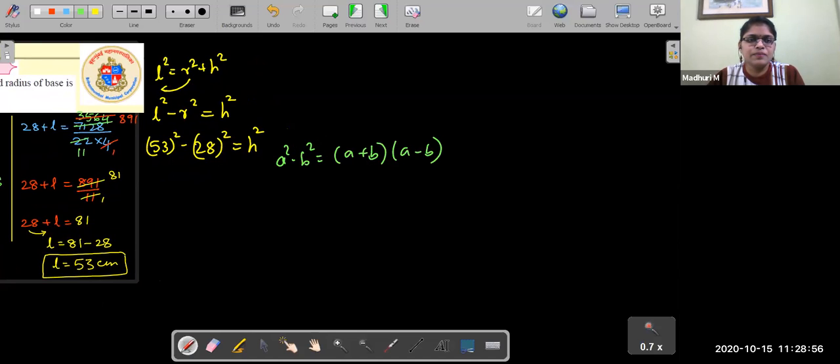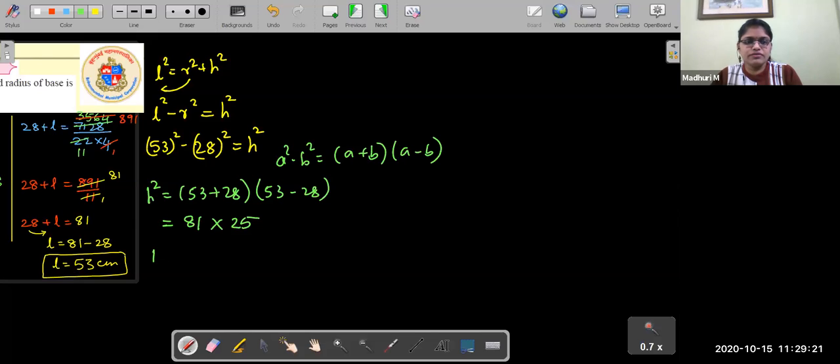Using this formula, the calculation would be h squared equals 53 plus 28 times 53 minus 28. I'm not going to square, I'm not going to do the calculations, so addition and subtraction is easy over here. Adding up, I would get 81 times 53 minus 28, that would give me 25. Now we are left with h squared equals 81 times 25. No need to multiply again, because we have to find h.